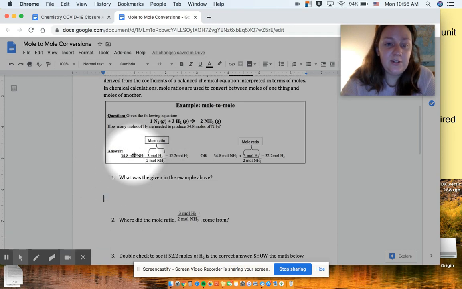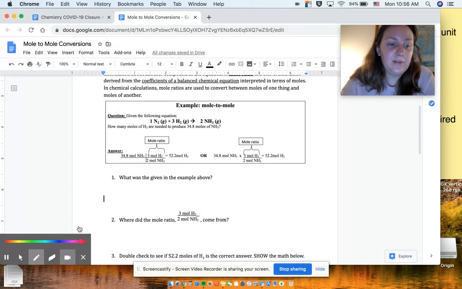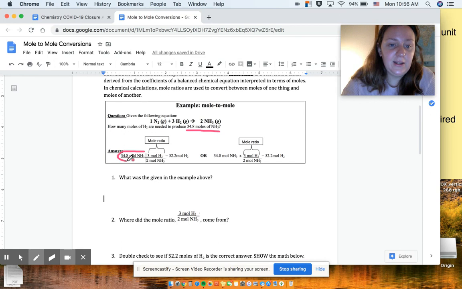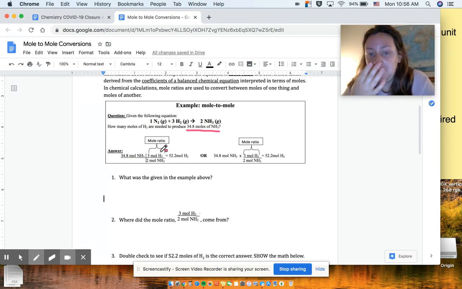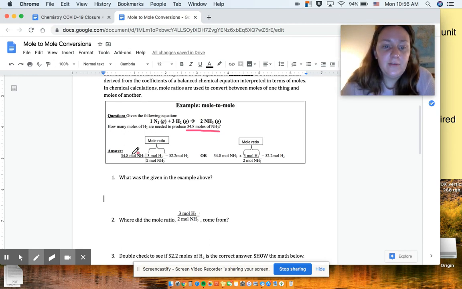So here's the answer. Just like what we normally do, they take the given, right? 34.8 moles of NH3. They take that given and put it here. We usually put that over 1. They just kind of left it by itself, but I would normally put that over 1. And then they use the mole ratio, and we'll talk about where we can get that. And then they just solve just like we normally do.